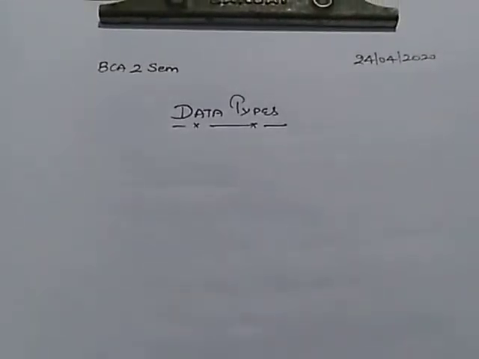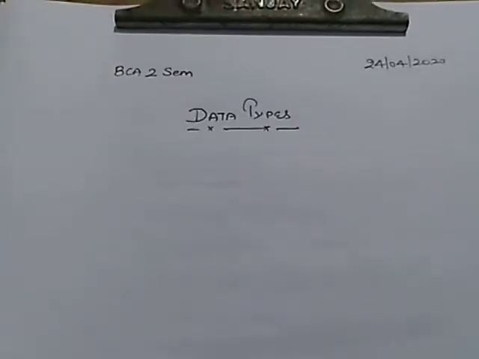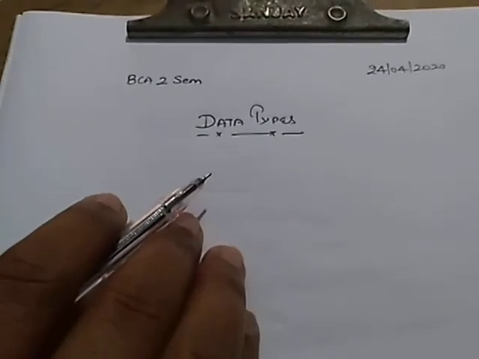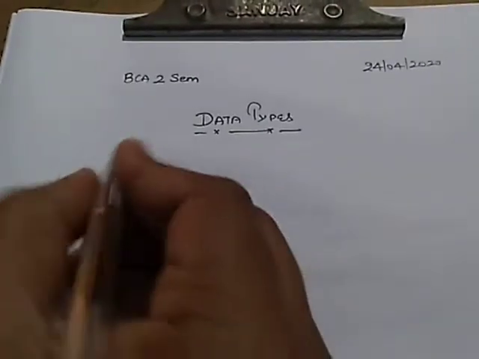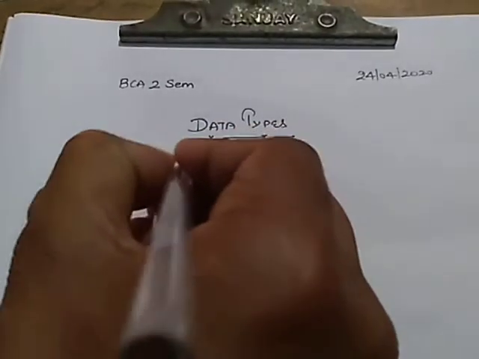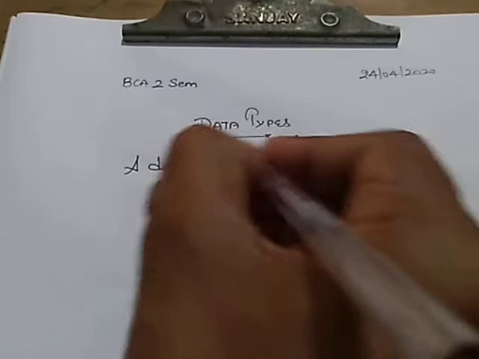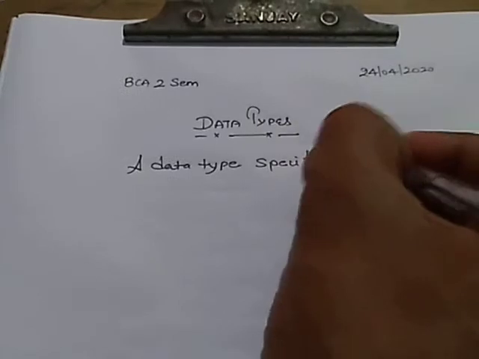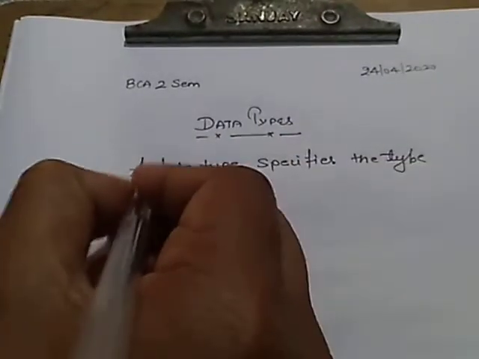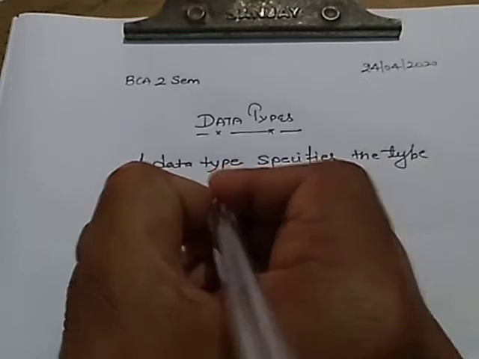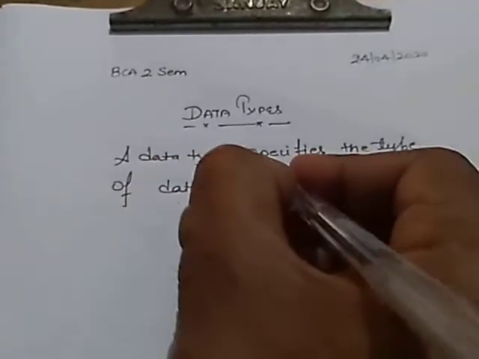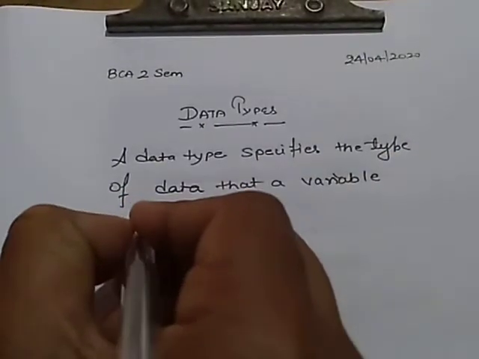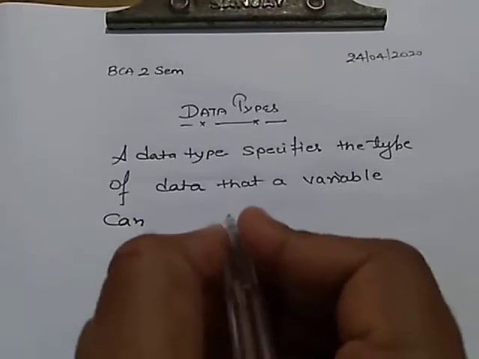Yesterday we have discussed about variables. Now today we will discuss about data types. So what is a data type? A data type specifies the type of data that a variable can store.